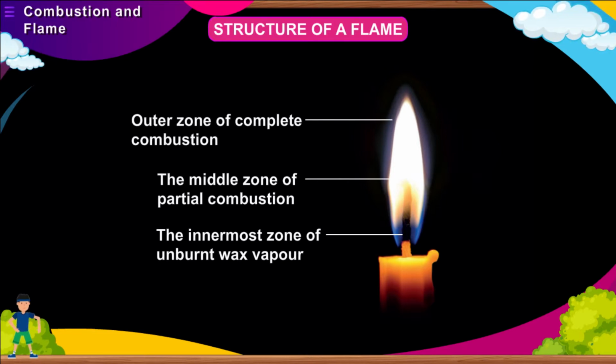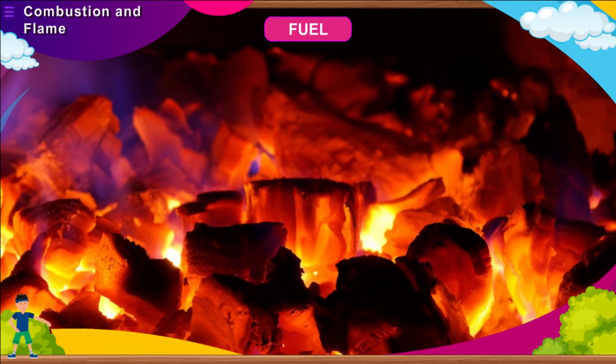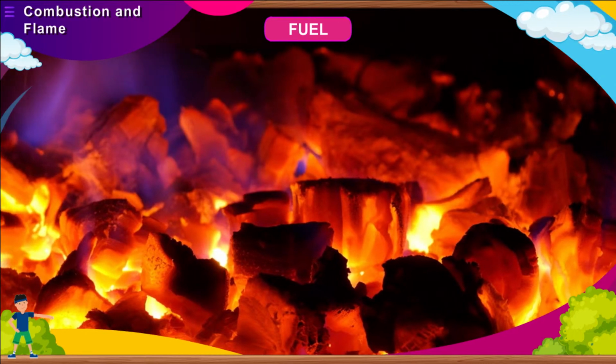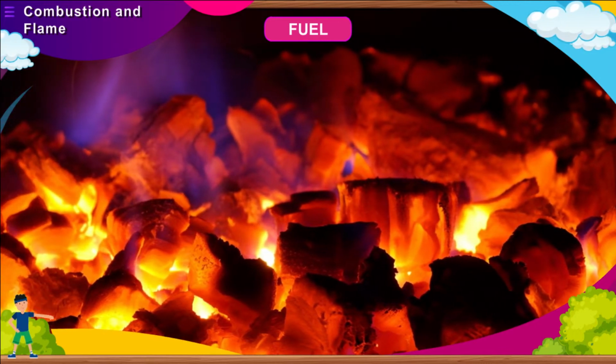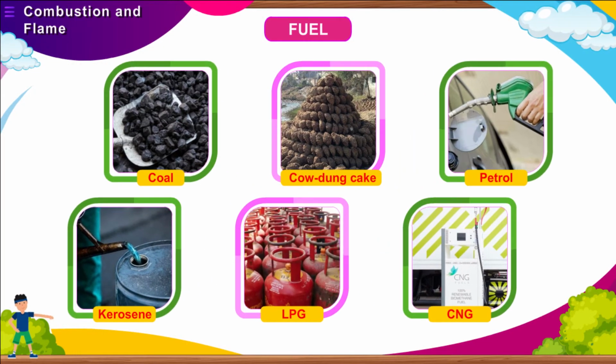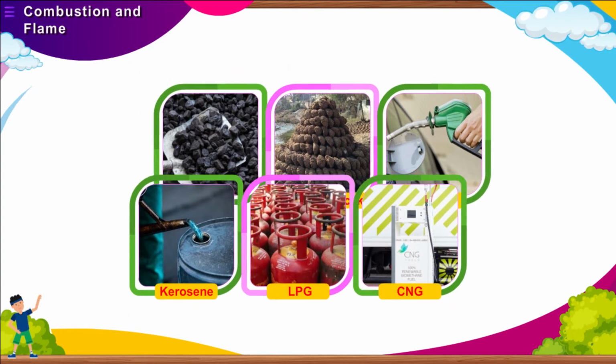Outer zone of complete combustion. This is the zone where complete combustion takes place. This makes this zone the hottest one. The color of this zone is blue, non-luminous. Fuel. Fuel refers to anything that gives out heat and energy on burning at a moderate rate. Some commonly used fuels are coal, cow dung cake, petrol, kerosene, LPG, and CNG. The process of burning produces heat, which is referred to as exothermic heat and is used for various purposes.